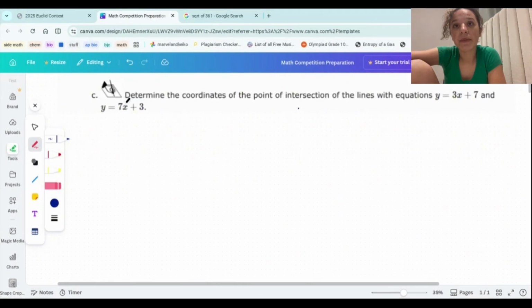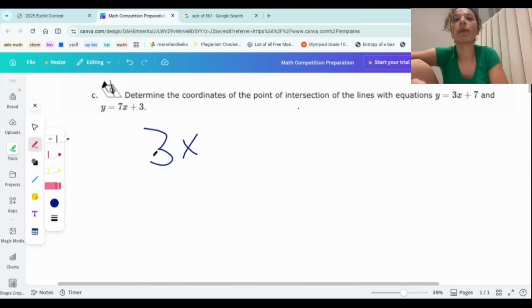Okay. And now, when they have this symbol, it means write out your solution. So to determine the coordinates of the point of intersection of the lines with equation y equals 3x plus 7 and y equals 7x plus 3. Well, I know that if x were just equal to 1, it would be 3 plus 7 and 7 plus 3, both of which are equal to 10. So I already know my coordinate. I know they will be the same when x is equal to 1.